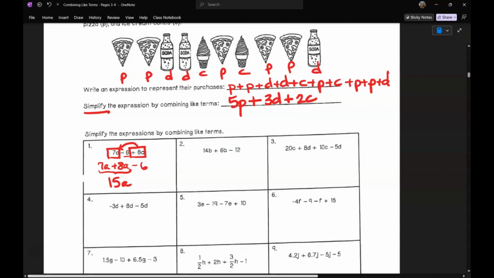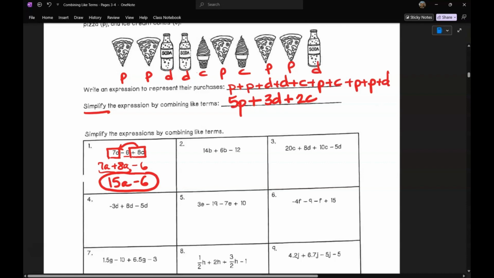Now remember, our 6s, they're a different kind of thing. Like in our polypad, they were different shapes. So we're just going to put that at the end at -6. And that's as far as we can go. That's our final answer. We just put the a's together.